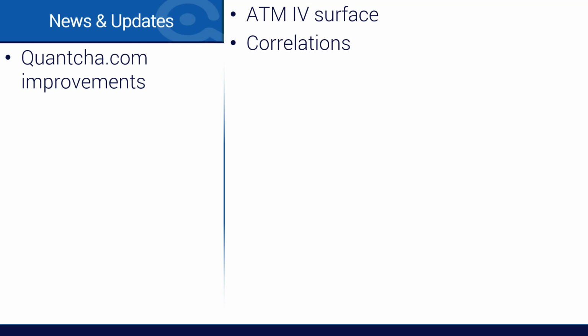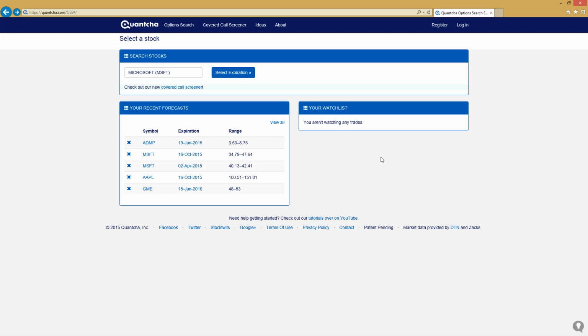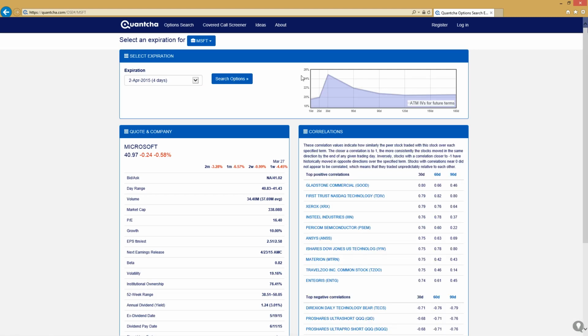So I'm going to hop over to the option search engine here. We're on the landing page where we get to select the stock. We're going to start off with Microsoft. It could be any stock, but we're just going to pick them. I've selected the stock and we're on the select expiration page. Before, it used to just be the select expiration and this quote and company view. But now we've also got this chart over here, which is the at-the-money implied volatilities for future terms.